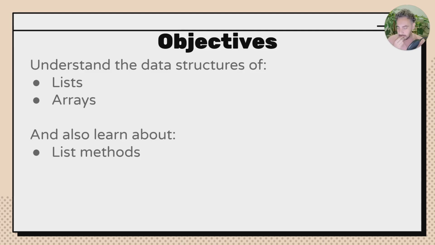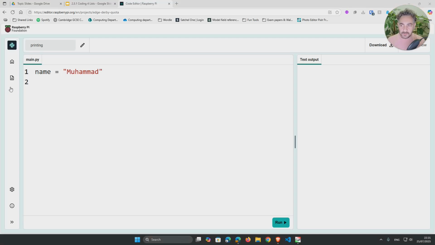Before I go into the rest of my slides, let me first go to my code editor and I want to show you an example. So this is an example of a variable, right? Our variable here holds one value. We've got a variable called name and we know it holds one value. How does a list differ, or an array differ?